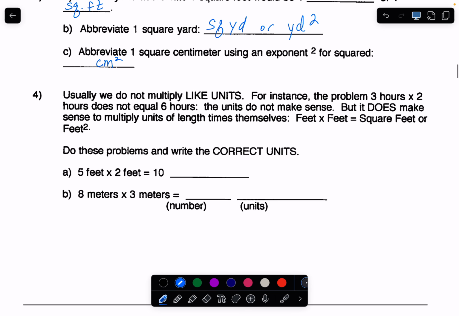Okay, let's look at number 4. And then I think we're going to stop there. Perfect, we'll finish that page, okay? Let's take a look at number 4.